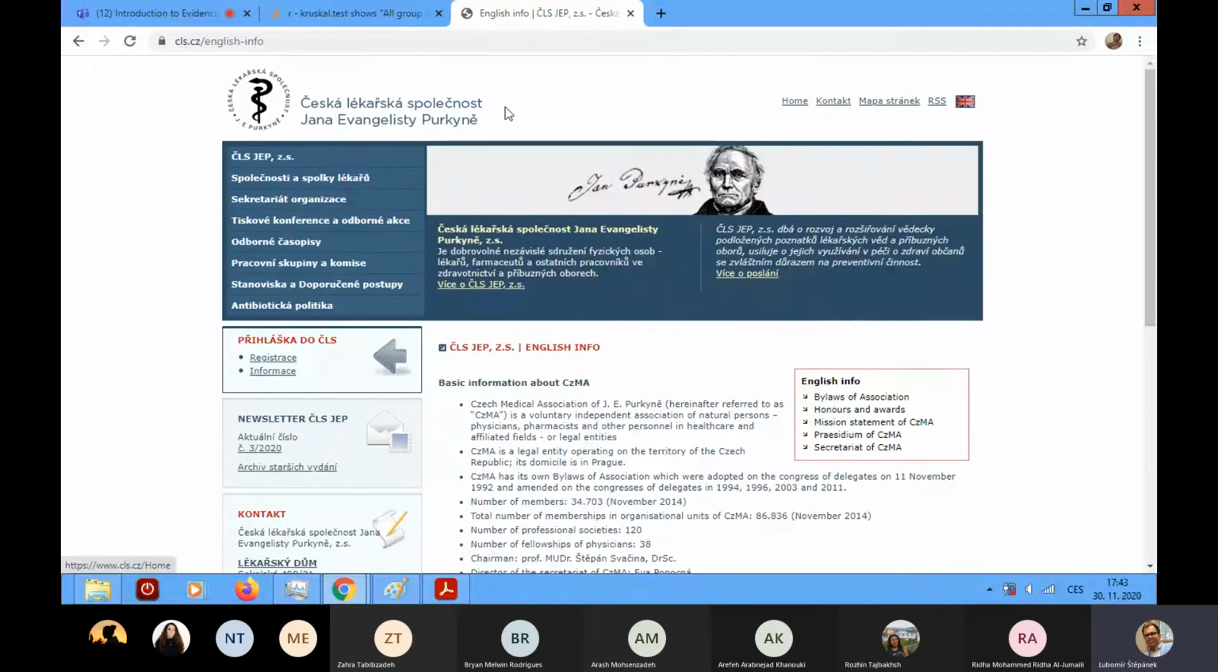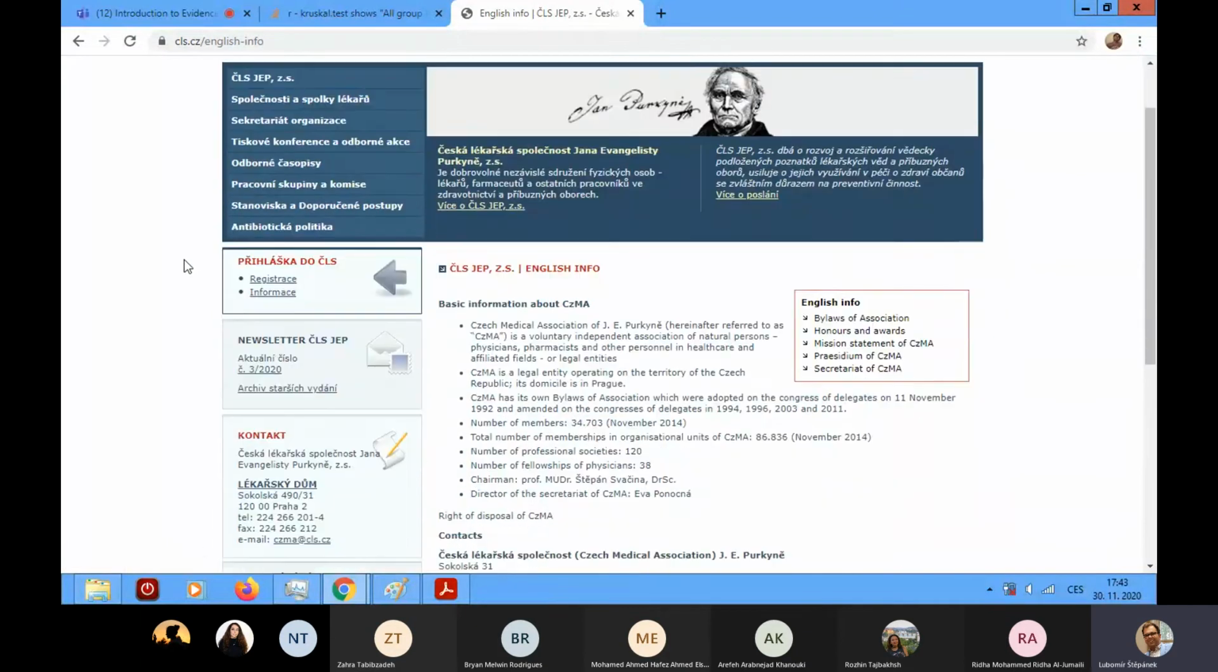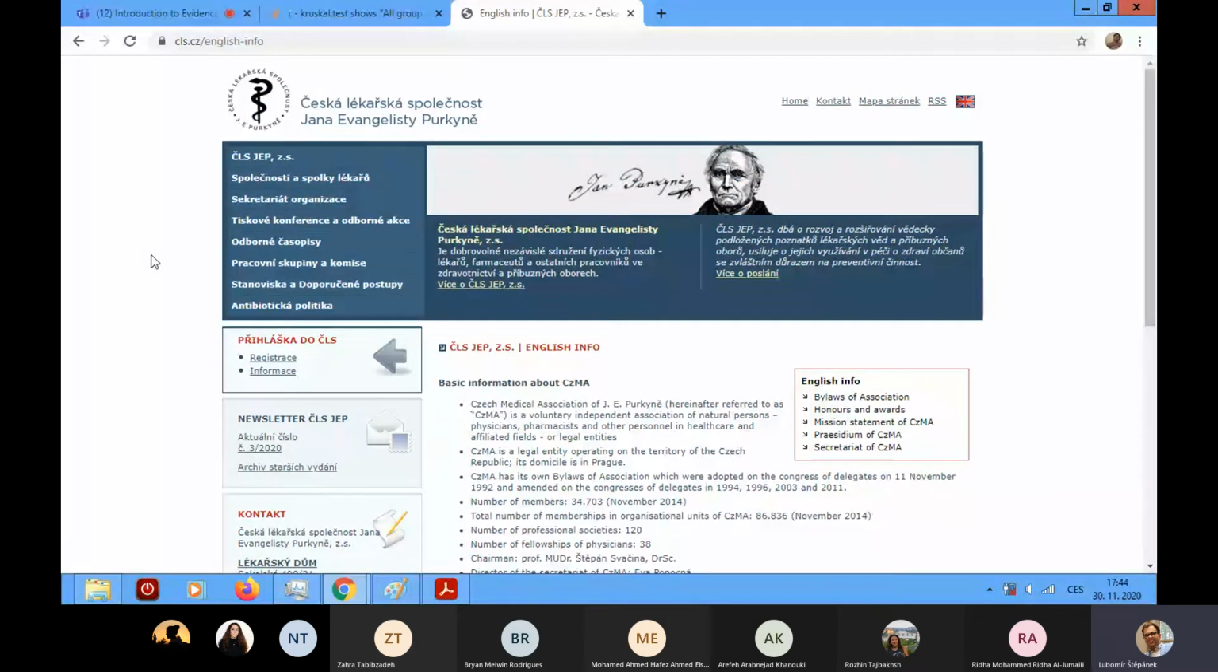It's the Czech Medical Society of Jan Evangelista Purkyně. Definitely you have heard about this name. Evangelista Purkyně was the founder of the oldest department of physiology in the world. If you know the Purkyně Institute, it's absolutely the oldest department of physiology all around the world. It's good to know about it. I just hoped it would be totally in English, but it's not, so sorry for this.